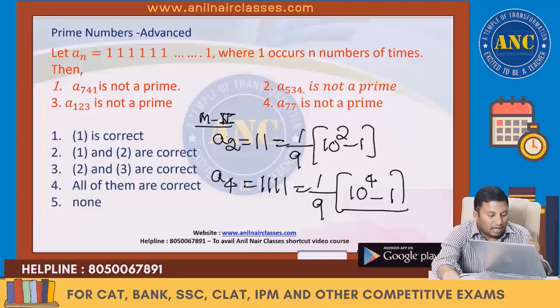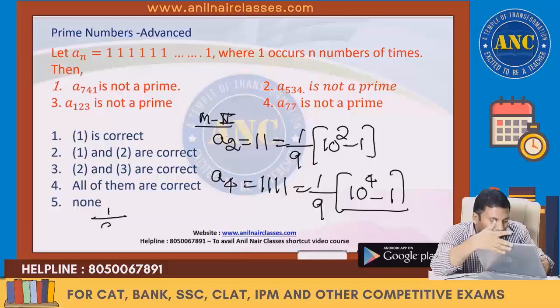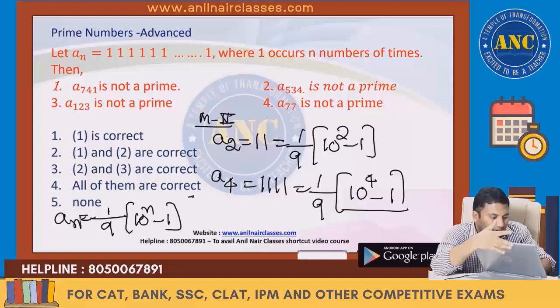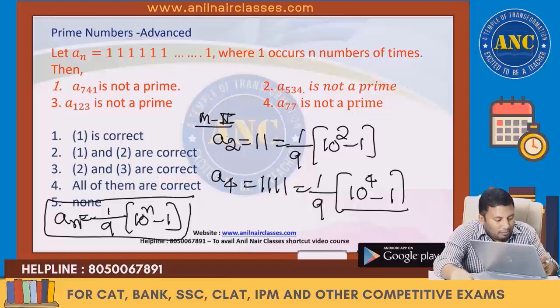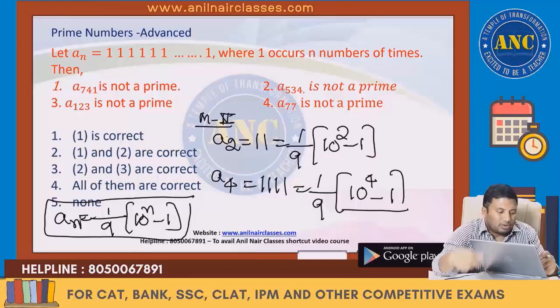Idea clear, right? Now we will use this approach. So the number can be written as 1 by 9 into 10 power n minus 1. In this case, which is An, please write down: An is 1 by 9 into 10 power n minus 1. Now see the question.